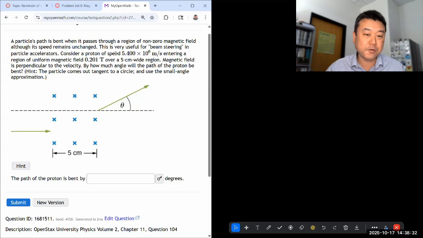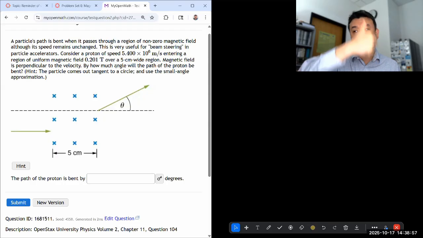Consider a proton of some speed. That's pretty slow, I guess non-relativistic, definitely a factor of 100 or so smaller than the speed of light, entering a region of uniform magnetic field. Let me just make sure the direction is right. If v is that way, v cross B, for protons the force will be upward. So the path bending this way makes sense to me.